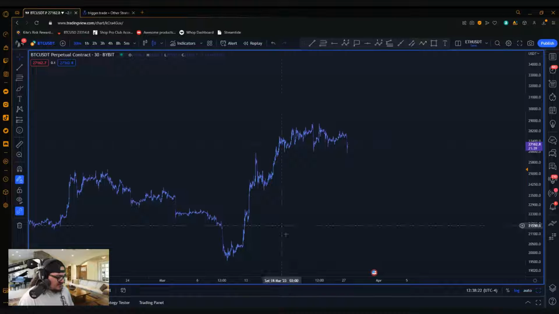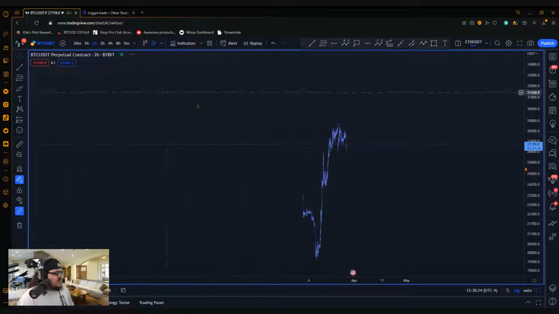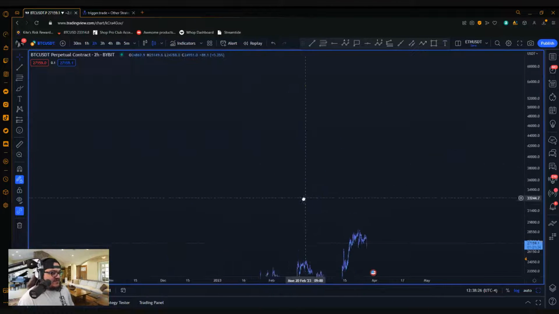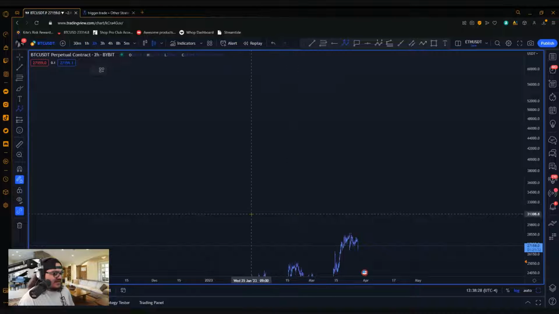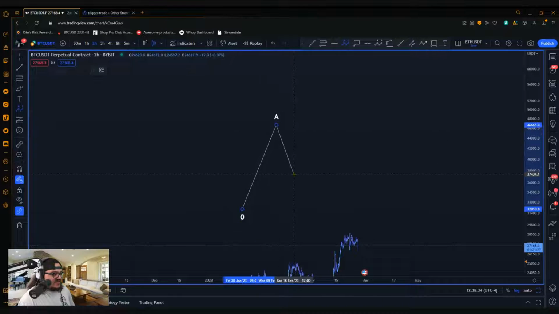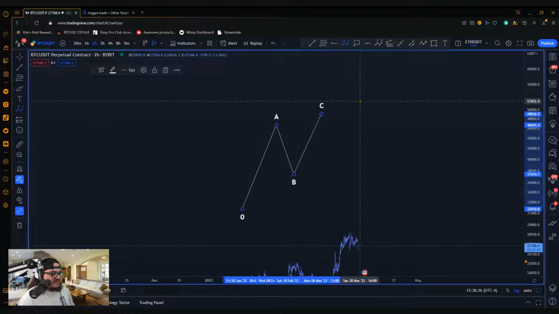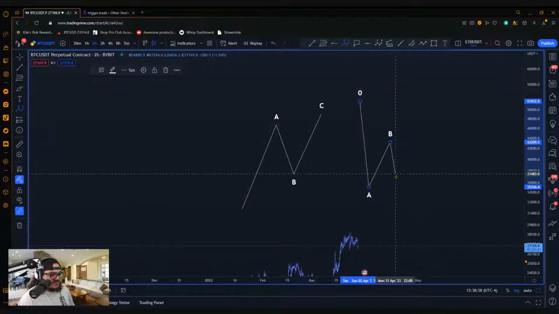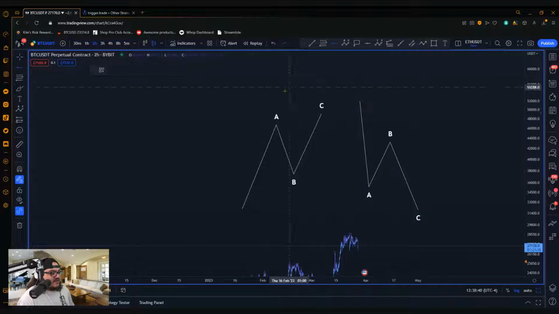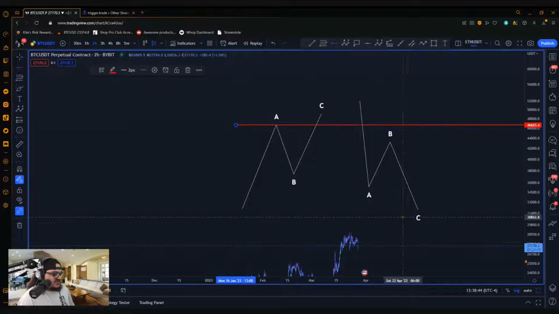So, first things first, if you don't know what ABCs are, I'll give you a quick introduction. ABCs are more of a chart pattern where we identify trends in groups of threes, either to the upside or to the downside. The goal is to trade either reversals or continuations.